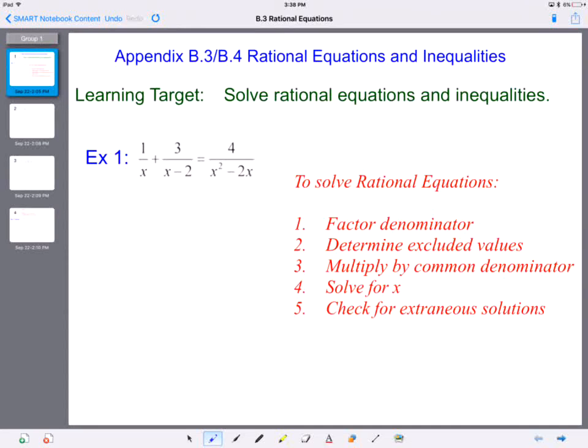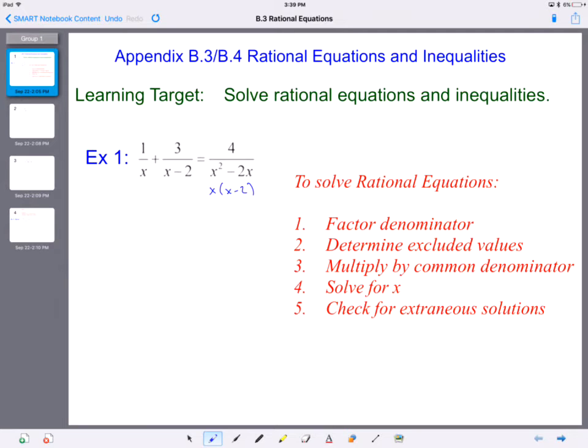Welcome to solving rational equations and inequalities. We're going to start off by factoring the denominator. We've got to be able to factor the denominator so that we can find the least common denominator. So in this first problem here we have x squared minus 2x, so we want to factor that, which is x times x minus 2.